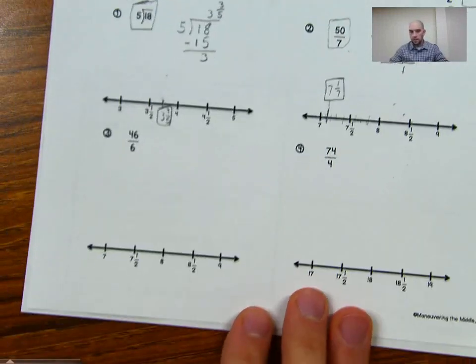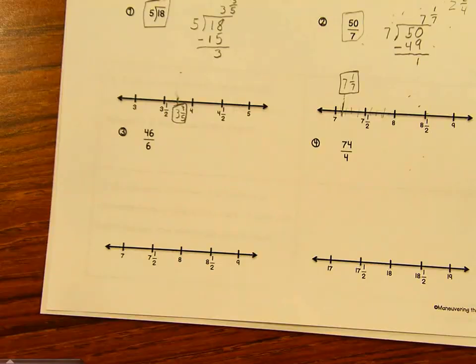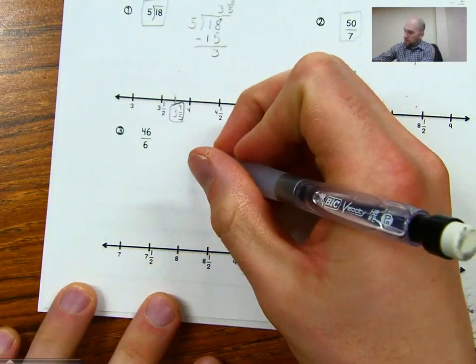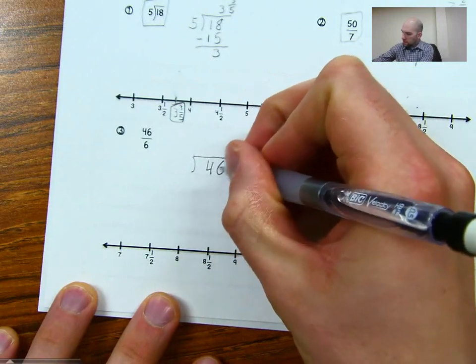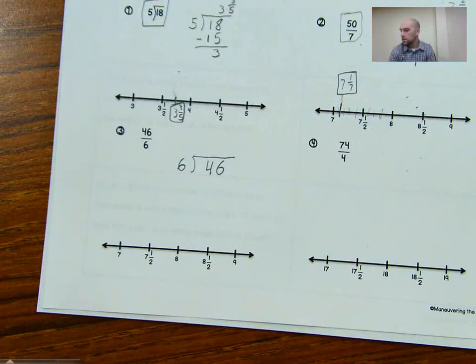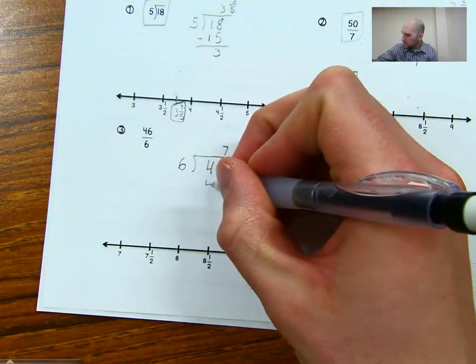Number 3, we have 46 divided by 6. So I'm thinking 6 times 8 is pretty close. 6 times 8 is 48, but that's too much. So 6 times 7, well, that's 42. So let's go with 6 times 7.